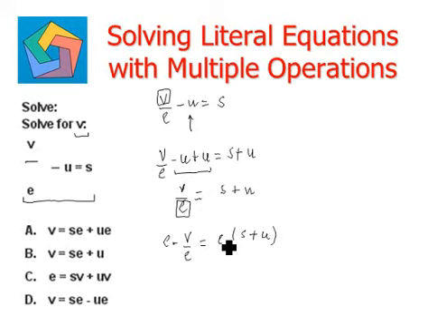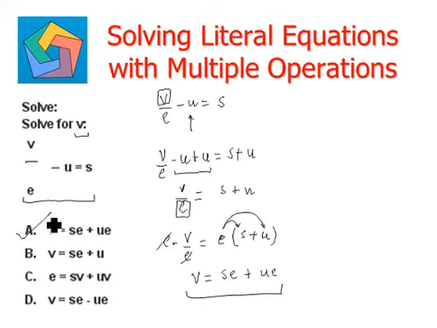Now here we have this. e divided by e becomes 1, and we are left with v equals e times s plus u. Now this e has to be distributed to both s and u. That is, it has to be multiplied with both s and u. So this becomes v equals se plus ue. This is the final answer and can be seen in option A. Let's try the next example.